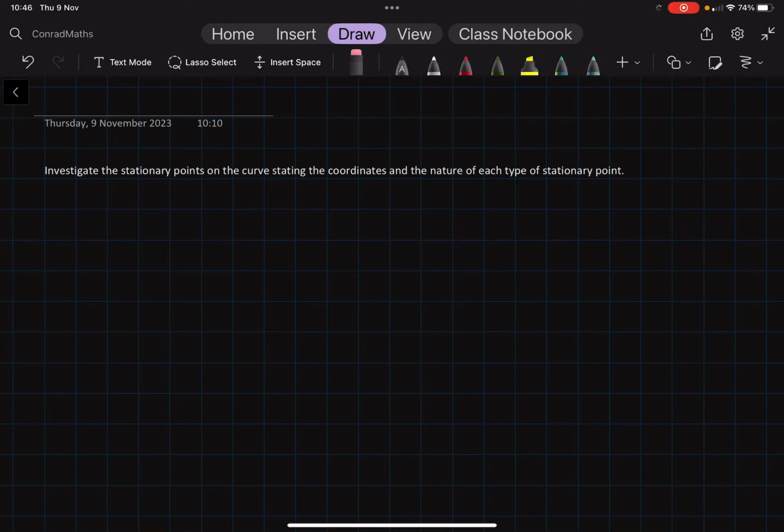Okay, so here we have the question. Investigate the stationary points on the curve, stating the coordinates and the nature of each type of stationary point. So the curve we're going to look at, first of all, is y equals x plus 1 over x. So stationary points are either a maximum or a minimum turning point. That's what we're looking for.